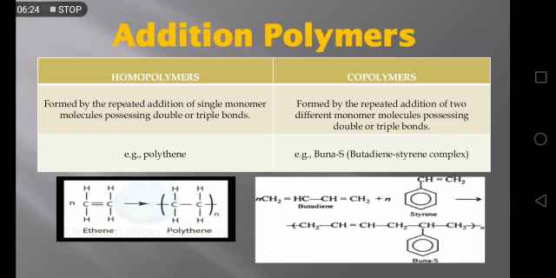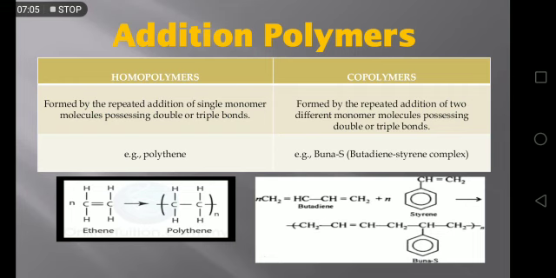Addition polymers can again be classified as homopolymers and copolymers. Homopolymers means they have the same single type of monomer, many units of only one type of monomer. For example, polythene again, it's ethene only. You take many units of ethene, n number of units, and they polymerize by addition reaction to give you the polymer.